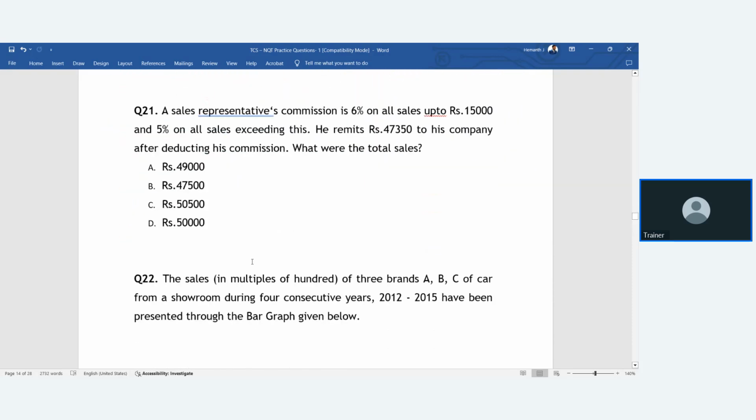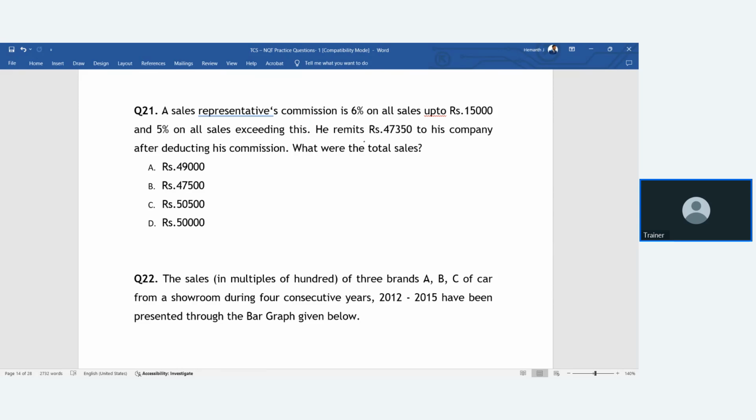Okay, a percentages related question. In this, they have given a sales representative who is getting a commission of 6% on all sales up to 15,000 and 5% on sales exceeding that. He paid 47,350 to the company after deducting his commission. Definitely he got 6% of 15,000, which means 900 only. But he paid 47,350 after taking his commission, so there is definitely some amount more than 15,000 also.